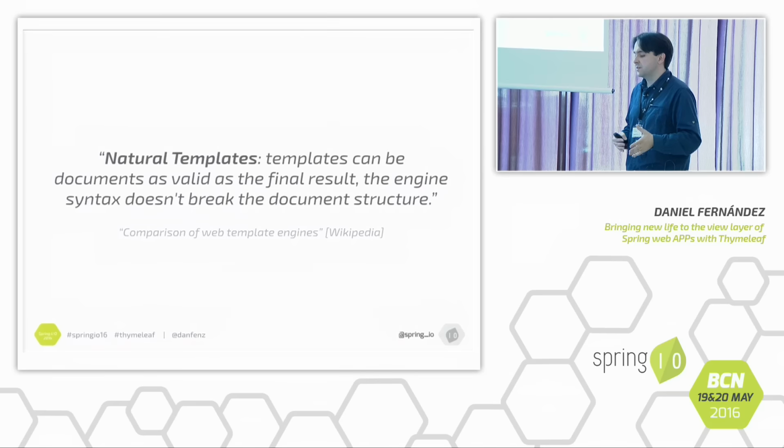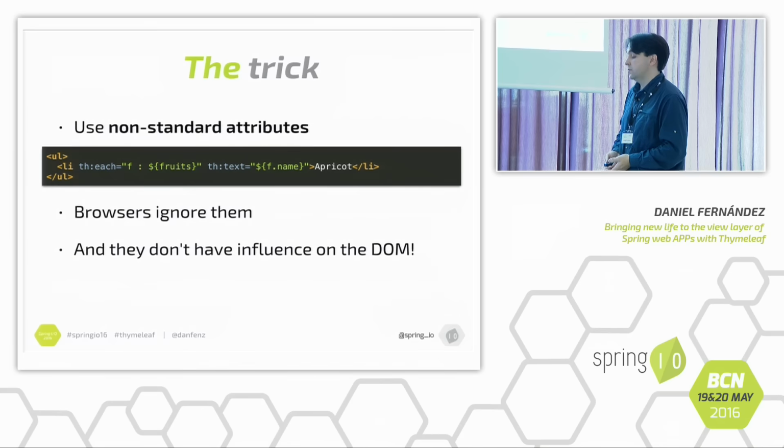The engine syntax doesn't break the document structure. And when I read that, I thought, okay, that's exactly what Thymeleaf does. So let's start saying that Thymeleaf does natural templates. It's good for the marketing of the library. How do we do that? So how do we apply natural templates to an HTML prototype? By using non-standard attributes. Okay, it's exactly what you saw on the second slide.